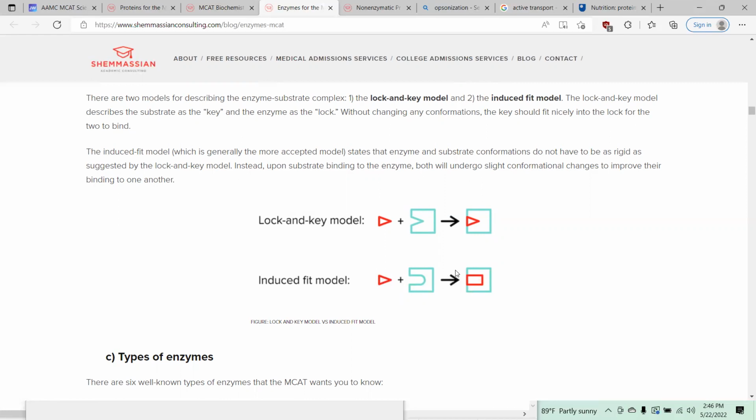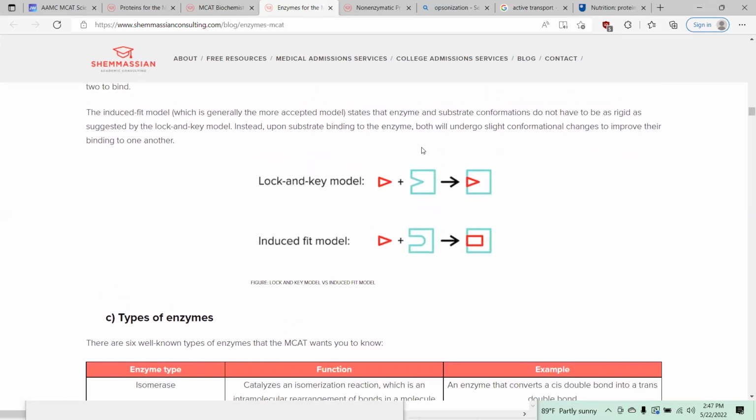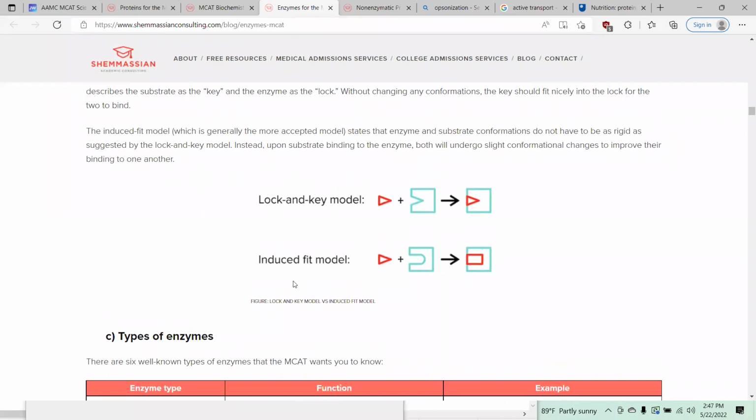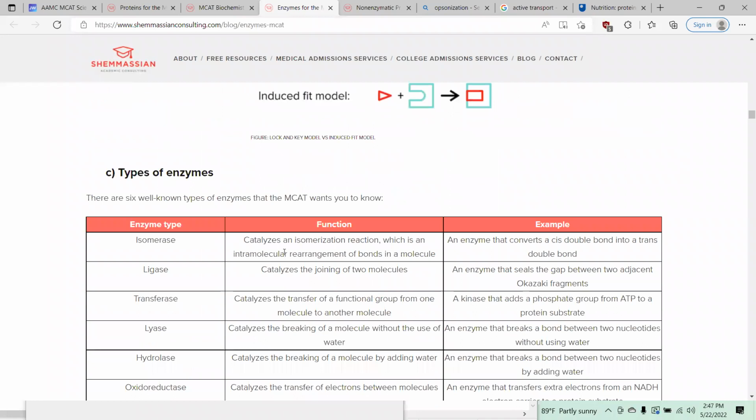Sorry, not just the enzyme. Both of them will shift to hug each other a little bit tighter. And this is the more accepted model now, the induced fit model. It's now more understood that both of them do a little bit in making those interactions tighter and sealing them together. So yes, both will undergo slight conformational changes to improve their binding to one another. That's a much better way to say it. So that's the two different models of enzyme substrate binding.